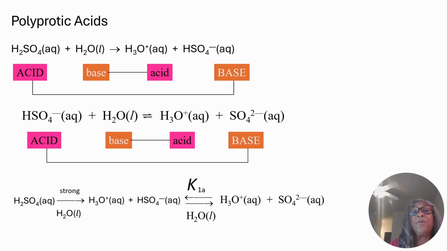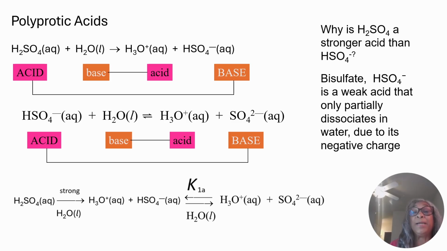Sulfuric acid is a stronger acid than its conjugate base bisulfate. Why is that? Sulfuric acid is stronger than bisulfate because it completely dissociates in water, while the bisulfate ion is a weak acid that only partially dissociates. The high electronegativity of the oxygen atoms in sulfuric acid pulls electron density away from the hydrogen, making the proton more easily donated. In contrast, the presence of the negative charge on the bisulfate ion makes it less likely to donate another proton.